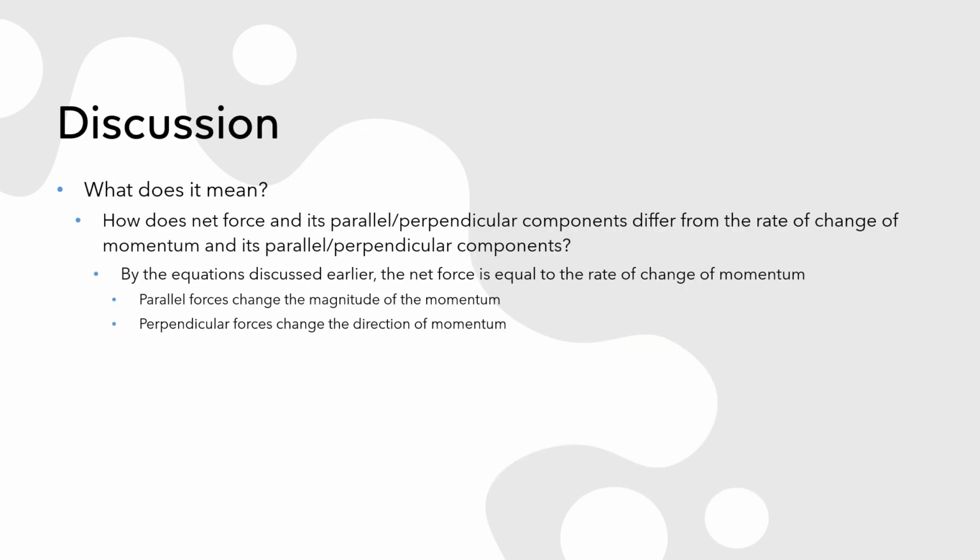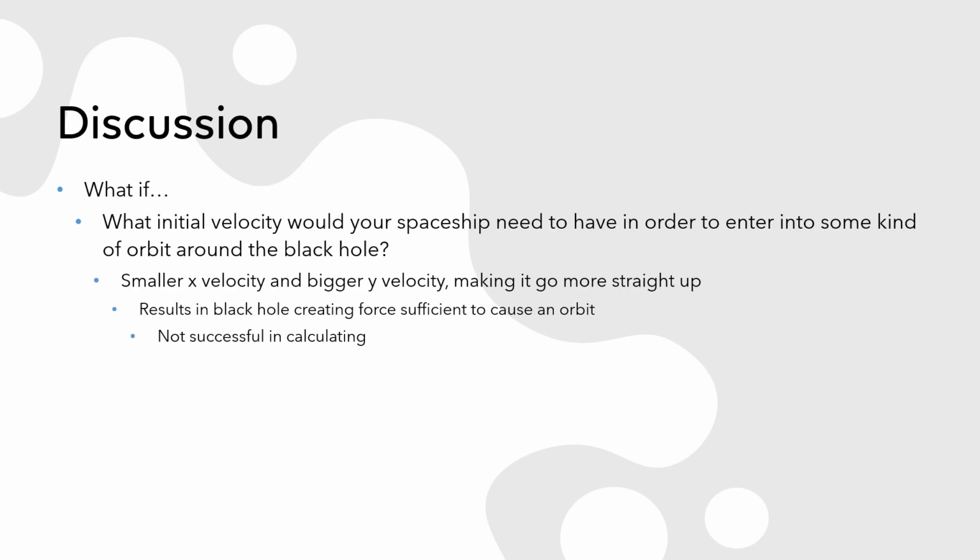So, discussion: what does it mean? How do the net force and its parallel and perpendicular components differ from the rate of change of momentum? Well, by the equations discussed earlier, the net force is equal to the rate of change of momentum. But the parallel forces change the magnitude of the momentum, and the perpendicular forces change the direction.